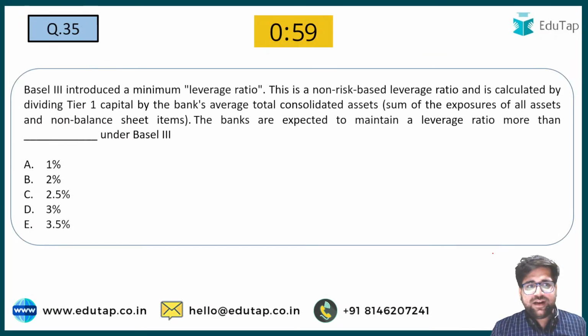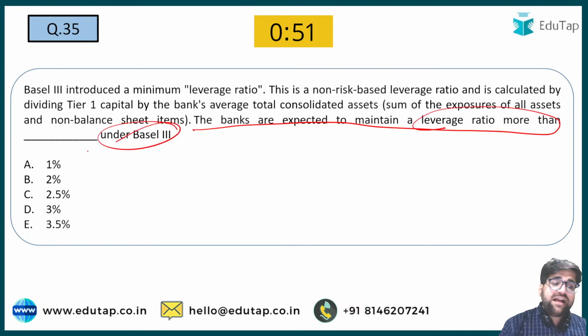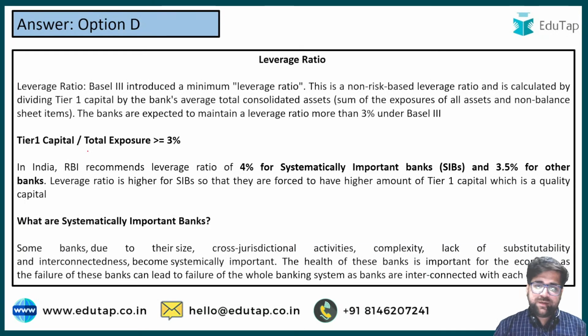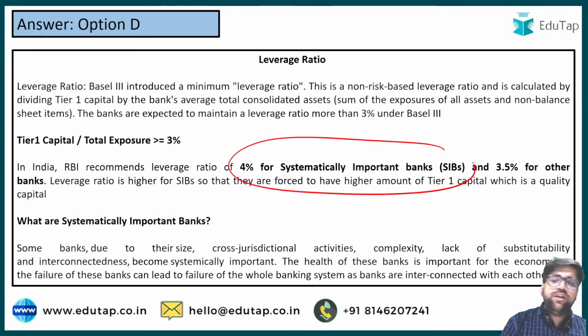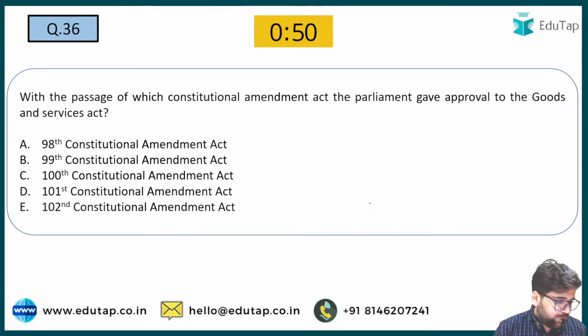Hanji, so question number 35, a very easy question. We have just discussed it right now only. The banks are expected to maintain a leverage ratio of more than what under Basel 3? The answer will be 3%. Please note this particular point. I have already told you regarding 4% and 3.5% of other banks. Now I am gaining some speed because I don't want to waste your very crucial time. Chalo, let me know the answer of question 36.